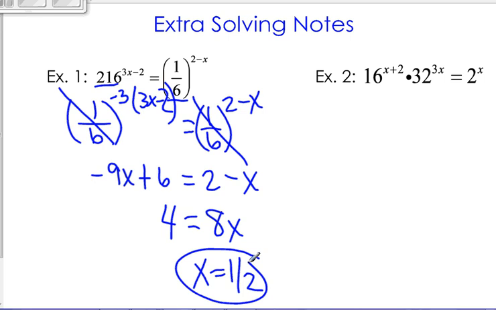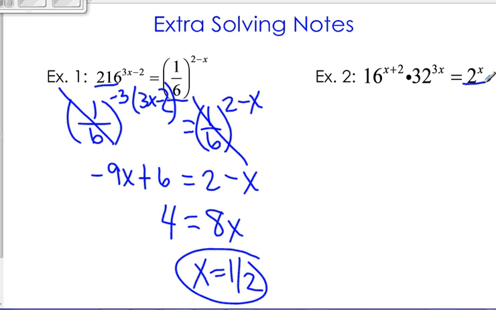So example number 2, this time we've got some multiplication happening. So we're going to have to use even more of our exponent properties. And over here I'm seeing that 2 on the right hand side is probably my lowest base. So I'm going to try to change everything to a 2.